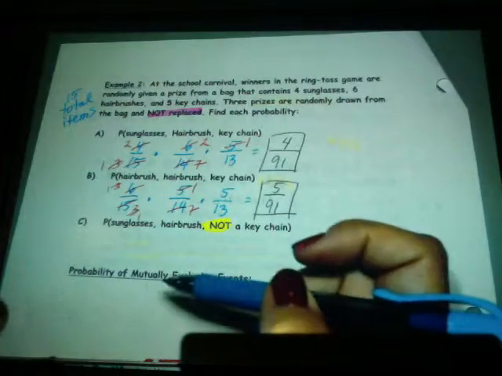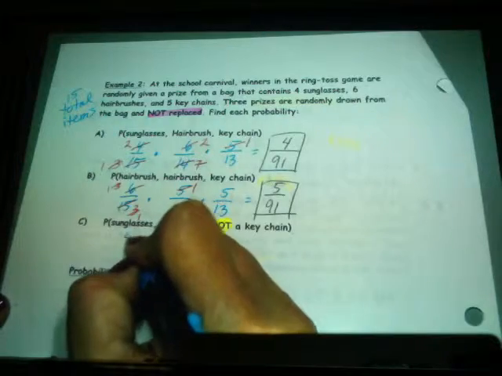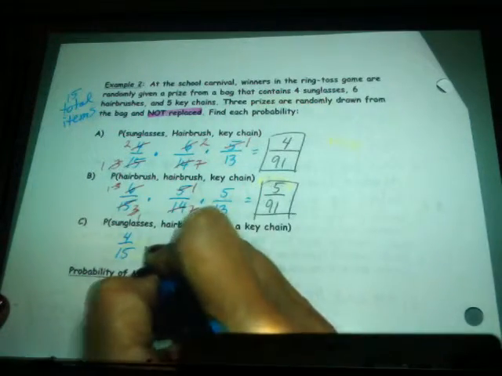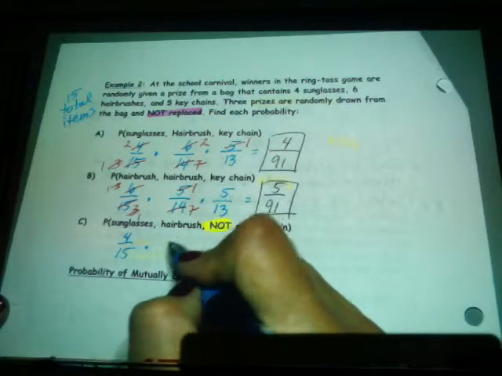Then we have this word not. So we need to know what we do when we have this not in our probability. So let's go ahead and go through everything again. I've refreshed my bag back to my original items. What's the probability of selecting sunglasses the first time? 4 out of 15. Then I get a hairbrush. How many hairbrushes? 6 out of 14. So far it's no different than A, right?